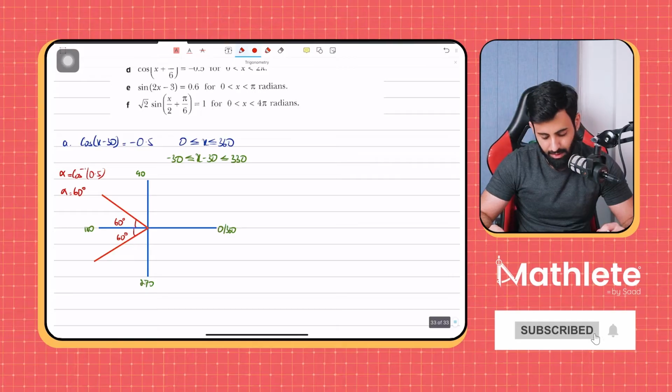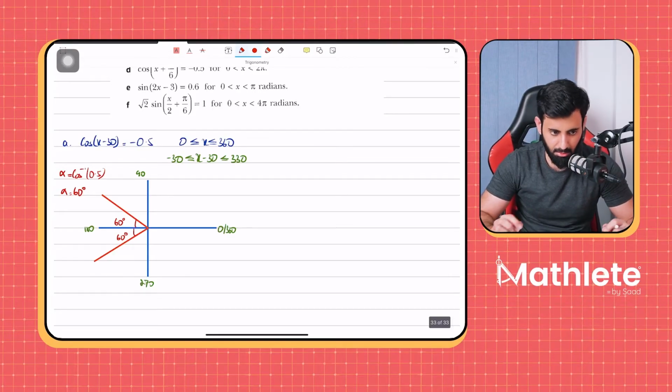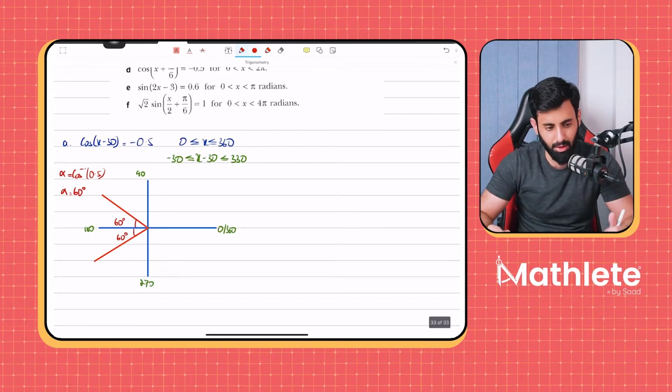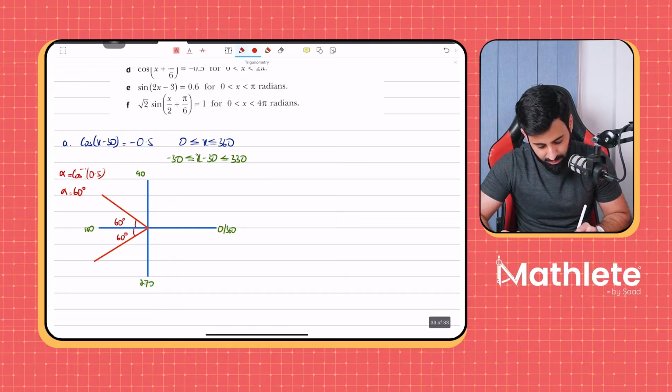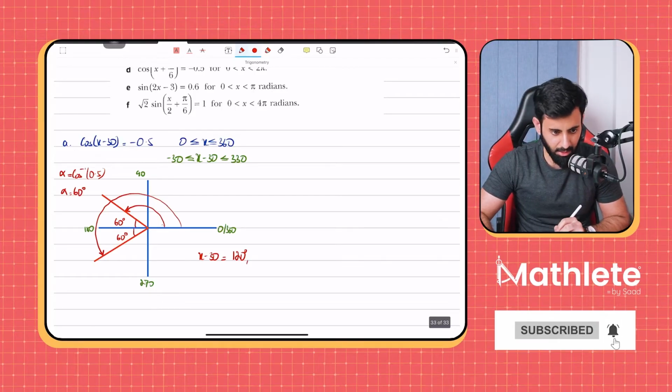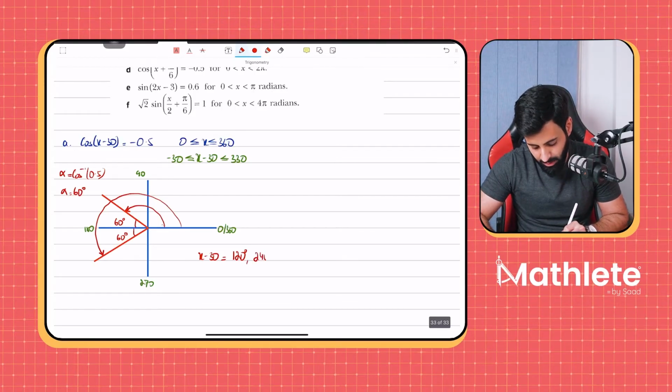But remember, when we find the values of x, we can't do that immediately, because the equation that we're solving is cos of x minus 30. So we'll start off by finding the values of x minus 30, which we will then convert to x. So x minus 30 is equal to, here's the first value, 120 degrees. And here is the second value, which is 180 plus 60, equal to 240 degrees.